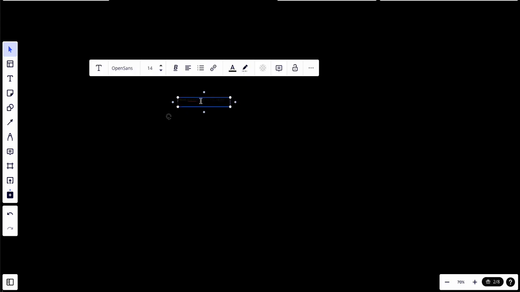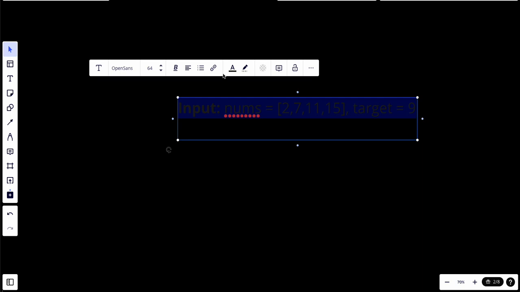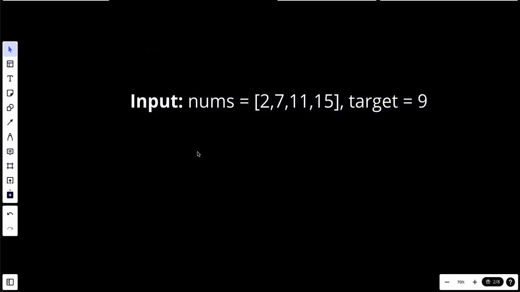I want to make it bigger and white. And yeah. Okay. So we have this. So one of the things that come to my mind is that we can, no, I want a pen. I guess the pen will be better. Yeah. So one of the solutions is to use a brute force. So what does brute force mean?